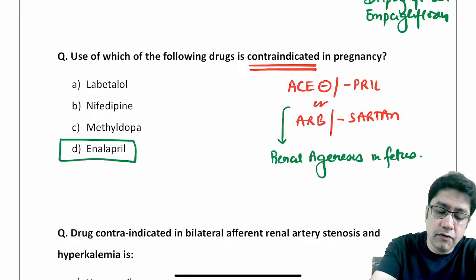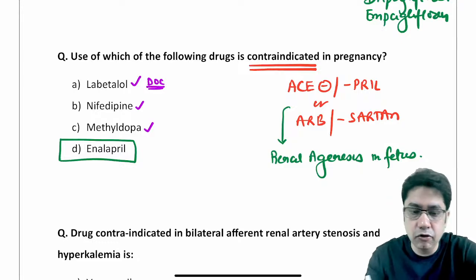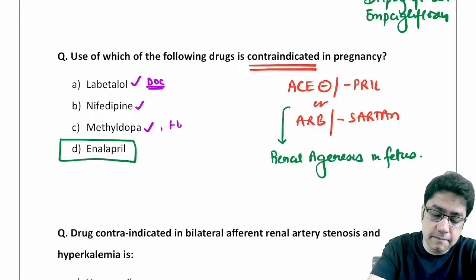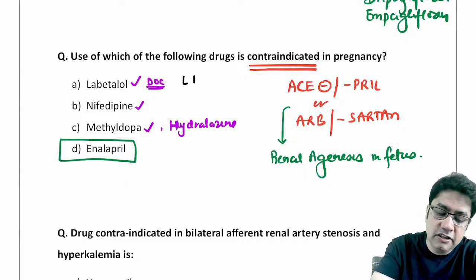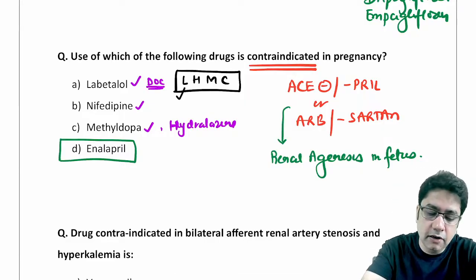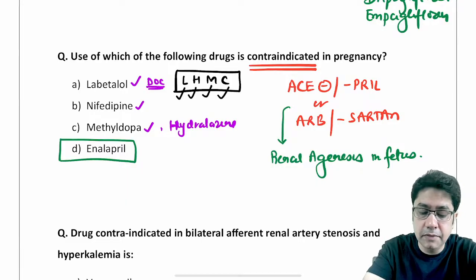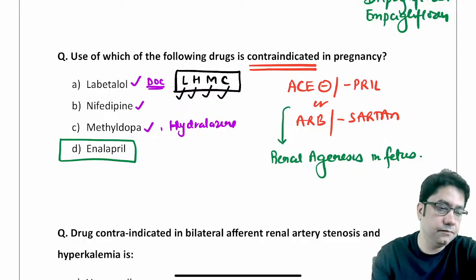Okay. So the overall drug of choice in pregnancy now has become labetalol. You can give nifedipine, you can give methyl dopa, you can also give hydralazine. These are the four drugs you use for hypertension in pregnancy. You can make a mnemonic: LHMC, Lady Harding Medical College, a girls' college in Delhi. So L for labetalol, H for hydralazine, M for methyl dopa, and C for calcium channel blocker like nifedipine.